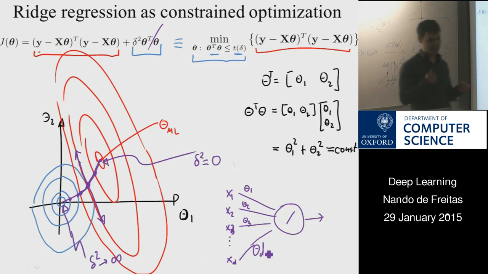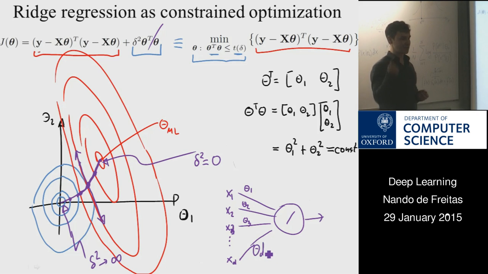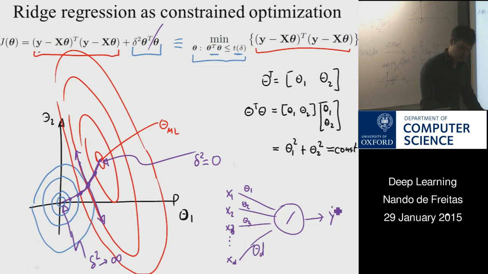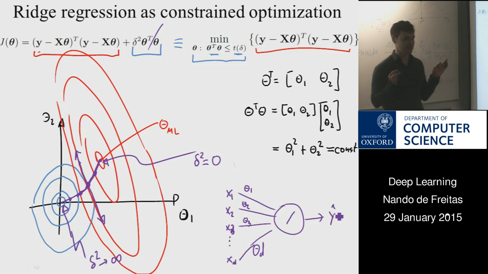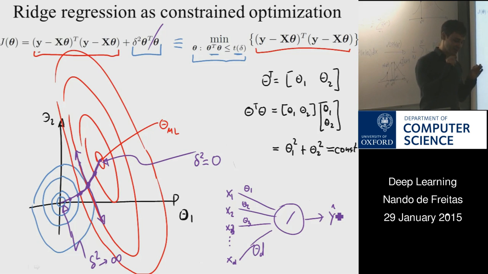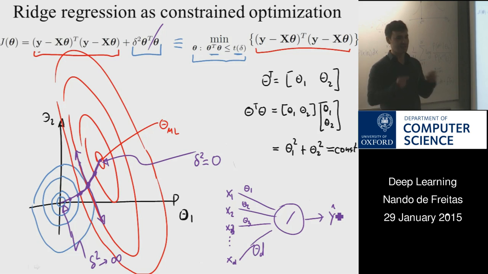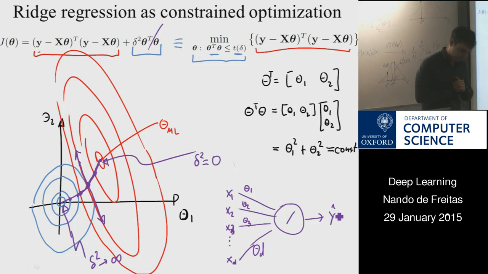Okay, so x1 times theta 1 plus x2 times theta 2 is how you compute the linear prediction. That's essentially what this neuron does. It just takes each input, multiplies it by what people loosely call the synaptic weight theta, and then you add it all up, and that's the output.